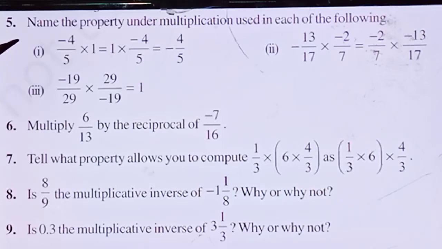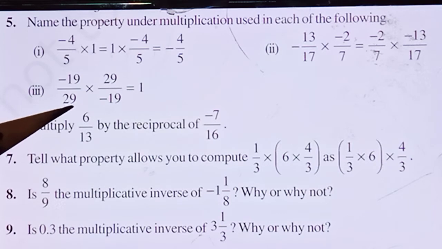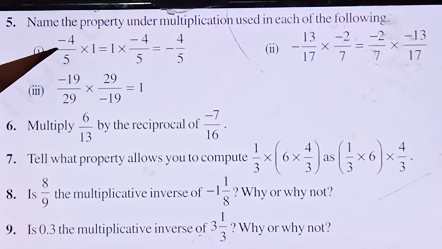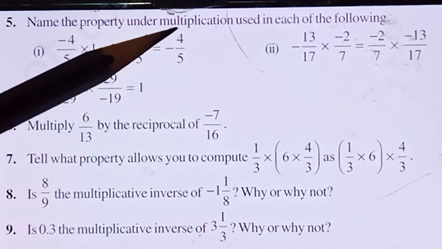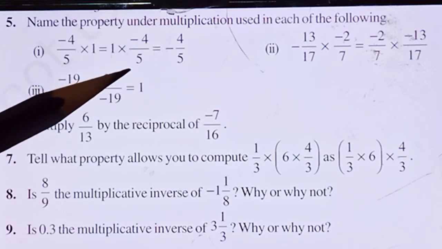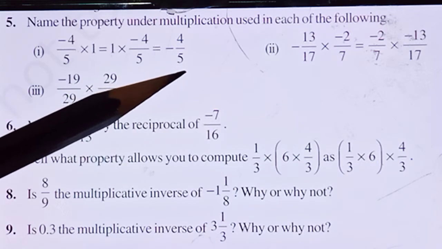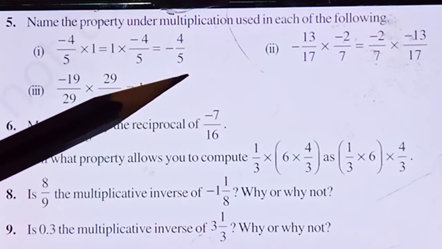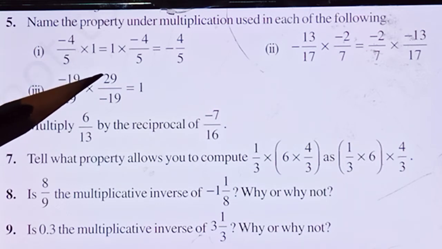Here we are continuing with rational numbers exercise 1.1. Coming to question number 5. Name the property under multiplication used in each of the following. The first one you see is minus 4 by 5 into 1. Then 1 into minus 4 by 5 is giving you minus 4 by 5. So multiplying any number with 1 gives you the number itself. It is showing the existence of identity, or 1 is the multiplicative identity.